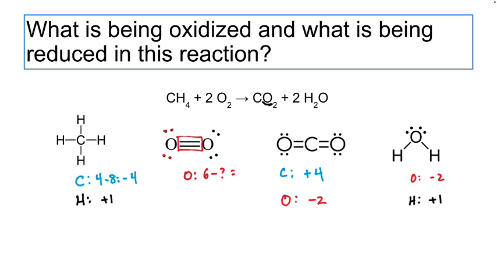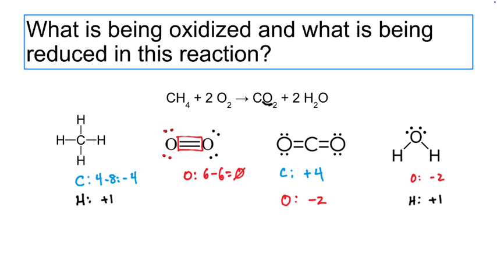We look at the electronegativities, oxygen versus oxygen. Since they're the same, they equally divide up those electrons. So each oxygen gets 2 electrons from the bond, which means our total comes out to be 6, and our oxidation state or number comes out to be 0. Make sense? Okay. Dealing with what's oxidized and what's reduced.